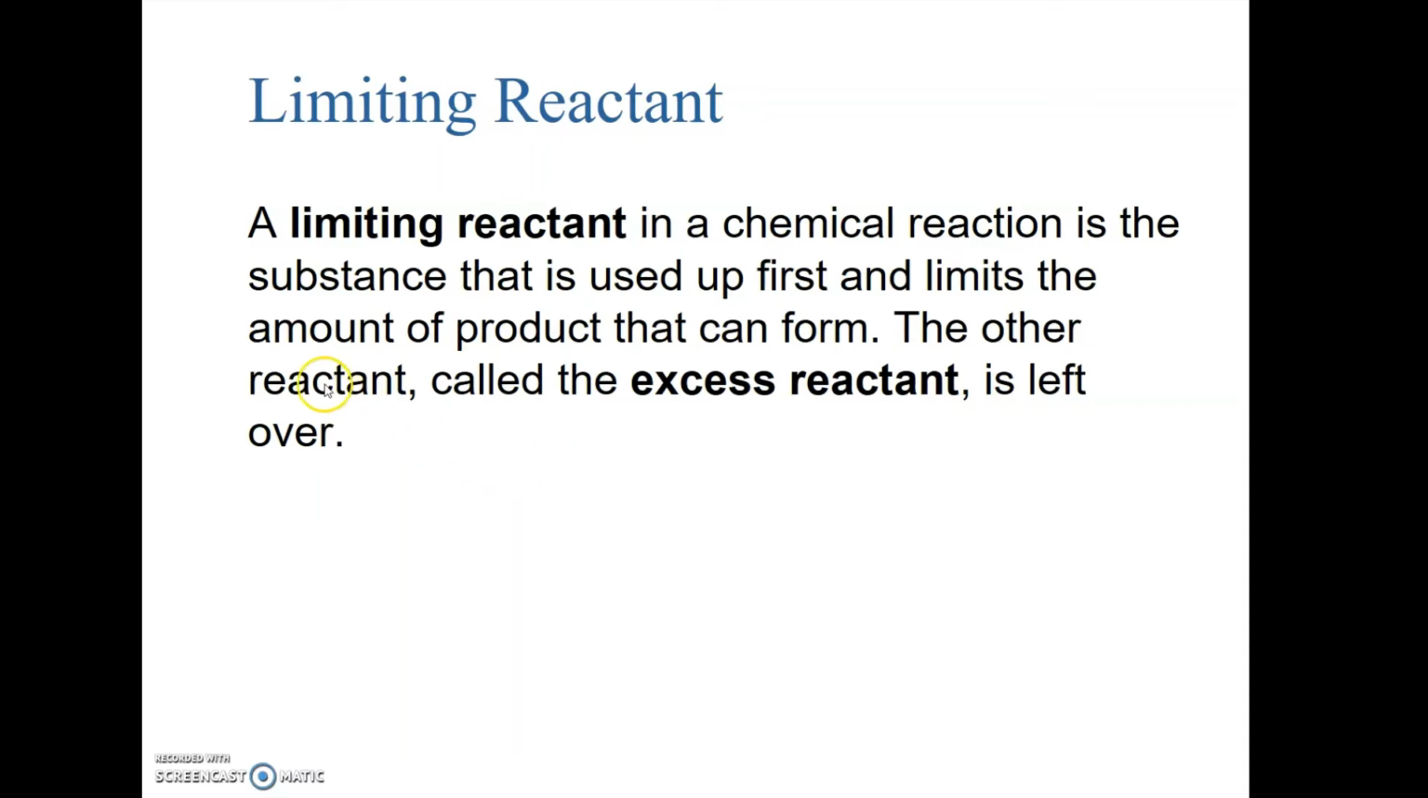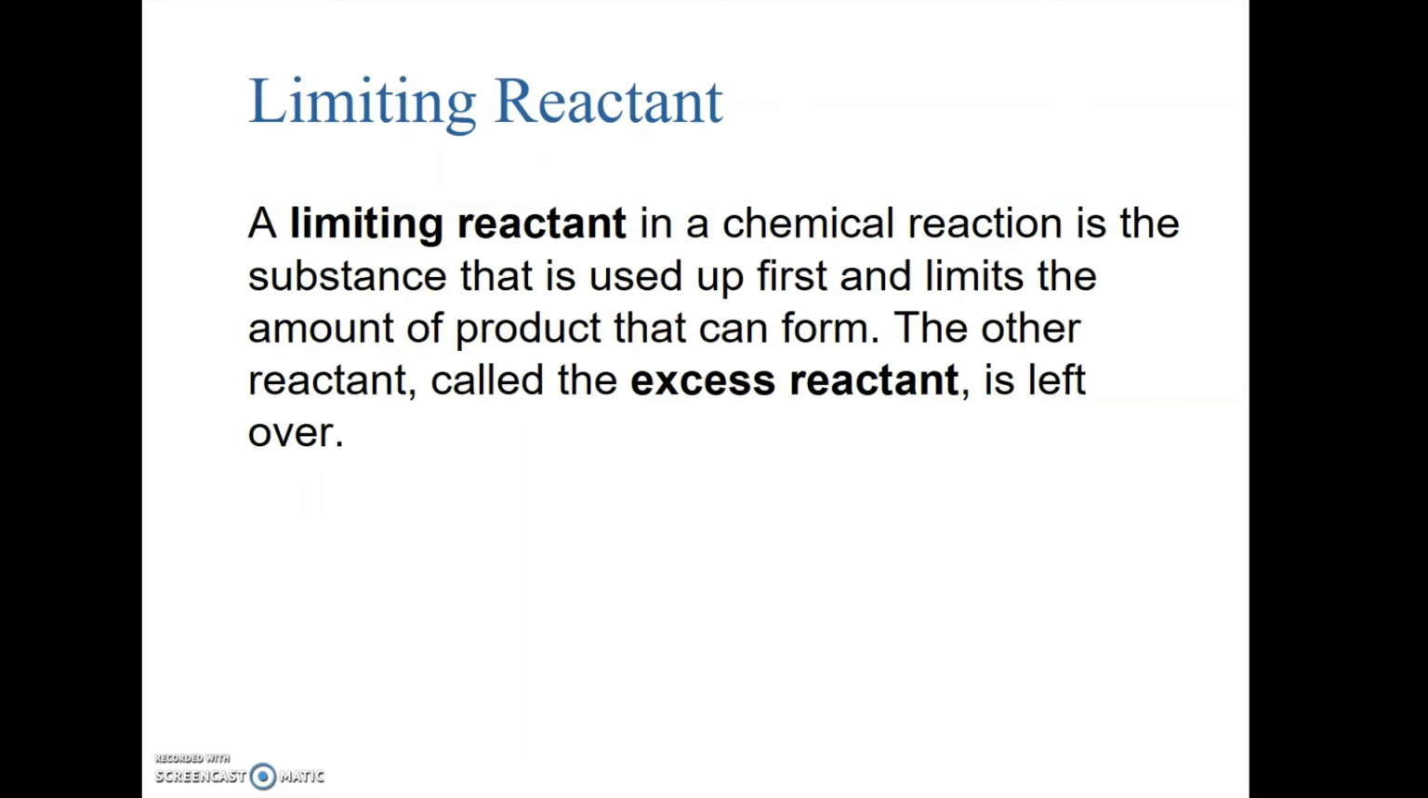The one that is consumed completely is known as the limiting reactant. So the limiting reactant in a chemical reaction is the substance that is used up first and limits the amount of product that can form. The other reactant that is not used completely is known as the excess reactant. When we are doing calculations, we need to finalize our calculation only using the limiting reactant.